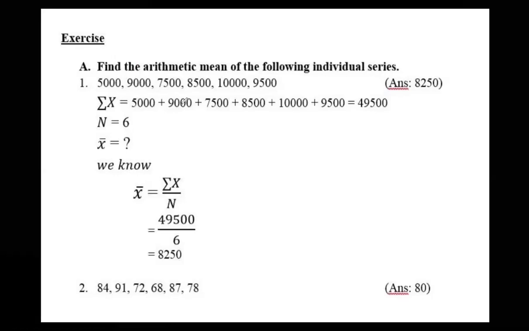So 5,000 plus 9,000 plus 7,500 plus 8,500 plus 10,000 plus 9,500. In this way we have to add all these numbers. So this is summation x. It is going to be 49,500. This is going to be the total of these numbers. You can use your calculator and check whether it is correct or not.